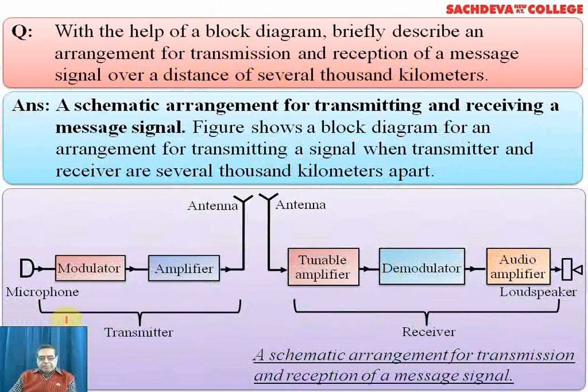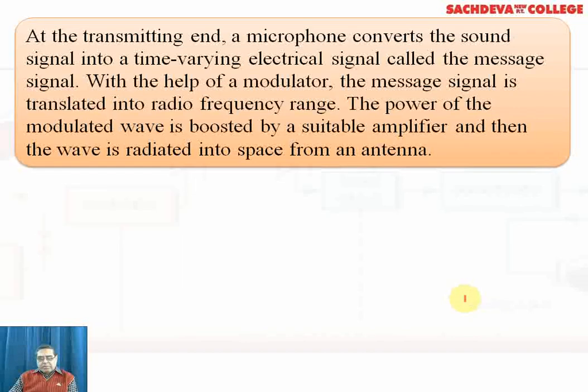In the figure, a microphone is indicated. The transmitter has basic parts like a microphone, modulator, amplifier, and an antenna. The receiver has a tunable amplifier, where noise will be removed, then a demodulator, then an audio amplifier, that is a loudspeaker. These parts are there in a schematic arrangement of the transmission and reception of the message signal.